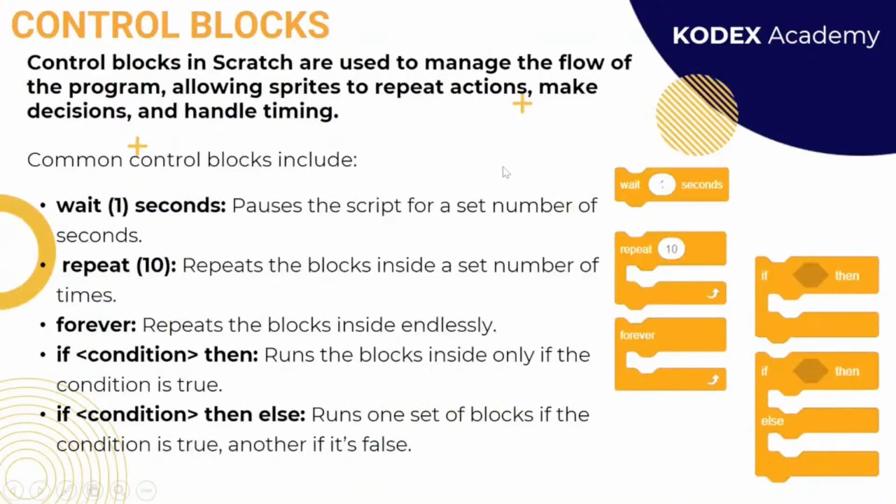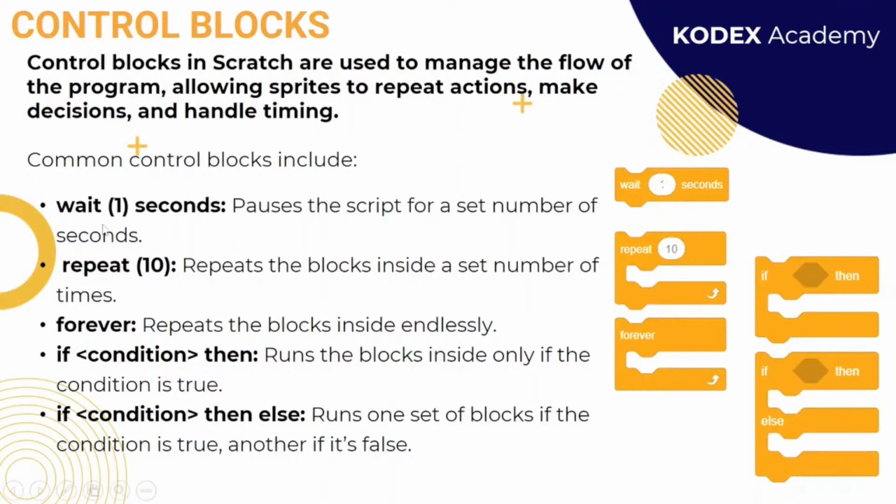Control blocks. As the name says, these control blocks are able to control our script, our program. They can manage the flow of our program. They allow the script to repeat actions, to control the action, and they make decisions as per your requirement. They are able to handle time by putting pauses in your script, and it gives a very interactive and responsive effect in your script. So now one by one we are going to discuss all the control blocks.